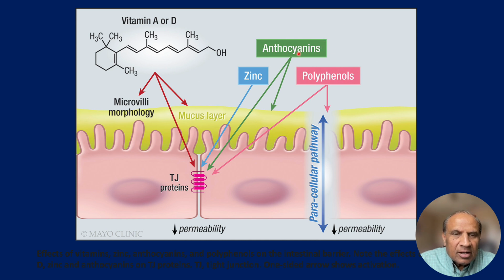Anthocyanins are very important in maintaining the mucus layer as well as tight junctions. Similarly, polyphenols help maintain the structural integrity of tight junctions.